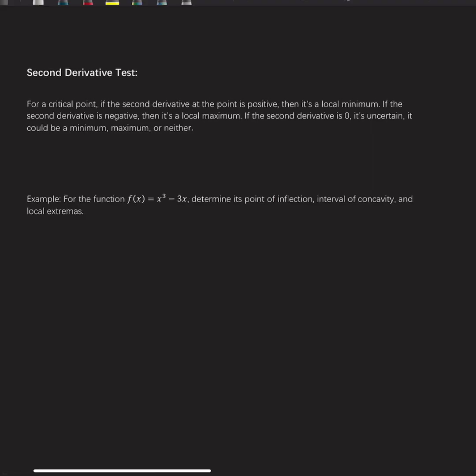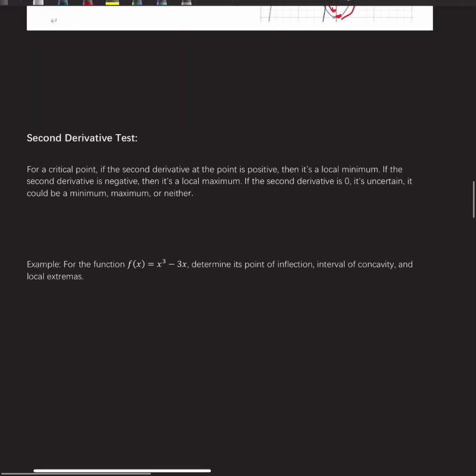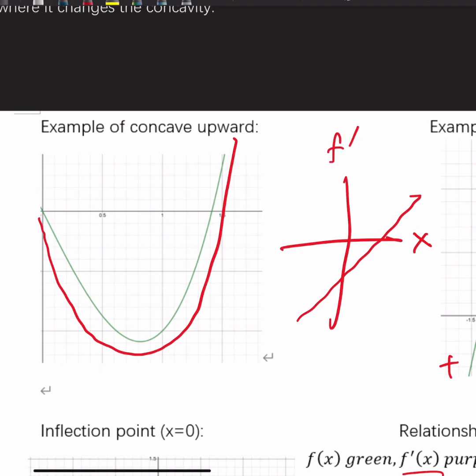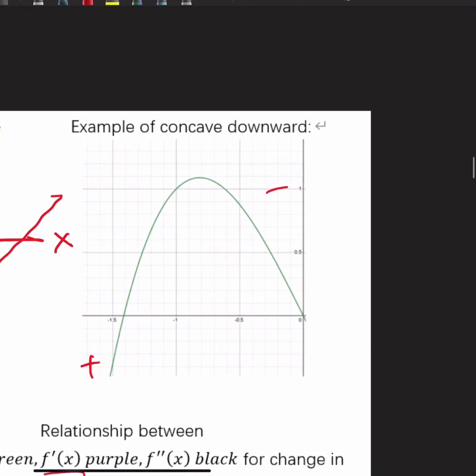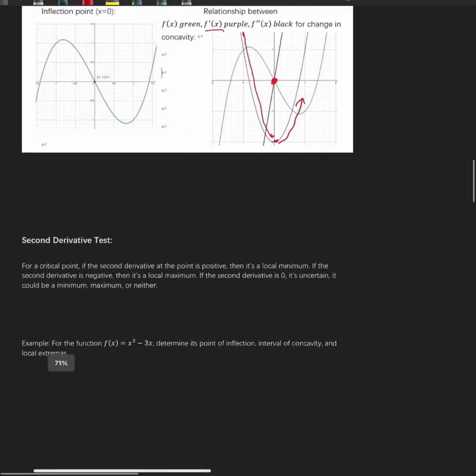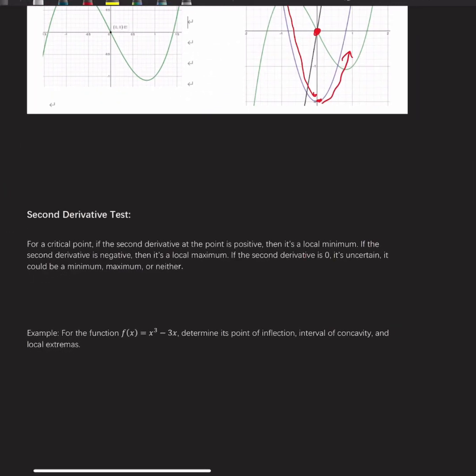So for the positive second derivative, which is concave upwards, we see it has a minimum point. And for a negative second derivative, we see concave downward, it has a relative maximum point. For second derivative equal to 0, we're uncertain if it's an extrema.